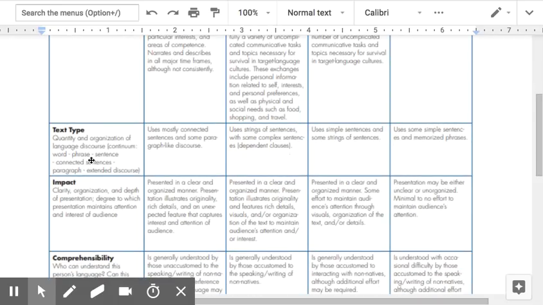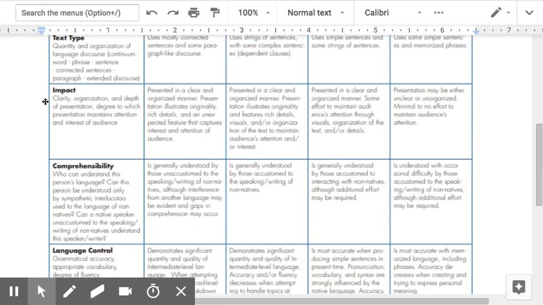Text type, quantity and organization of language discourse, and the continuum being from word, phrase, sentence, connected sentences, paragraph to extended discourse. So the 3, again, that goal, uses strings of sentences with some complex sentences, dependent clauses. Separating this 3 from a 2 uses simple sentences and some strings of sentences. That 3 from a 4 uses mostly connected sentences and some paragraph-like discourse.